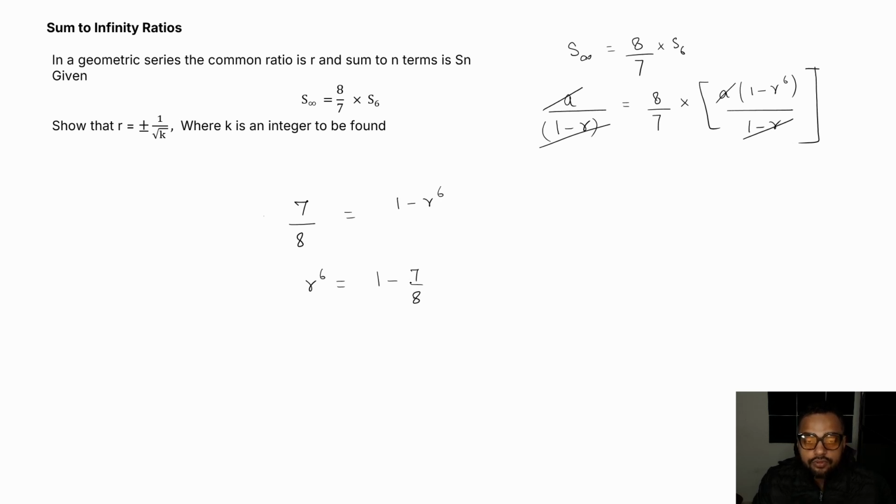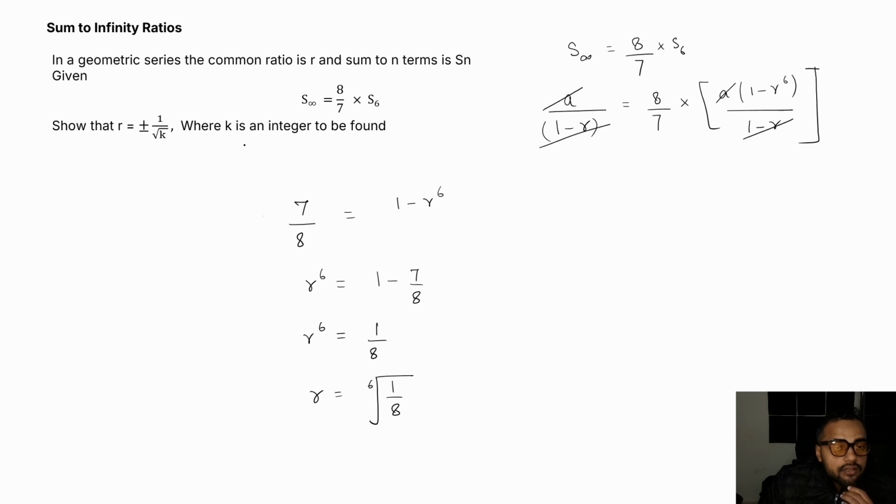I have transposed the sides, meaning r power 6 to the left hand side, 7 by 8 to the right hand side. So what we'll be left with, r power 6 equals, if we take the LCM here, we'll get 1 by 8. So we can say r is equal to the 6th root of 1 by 8.